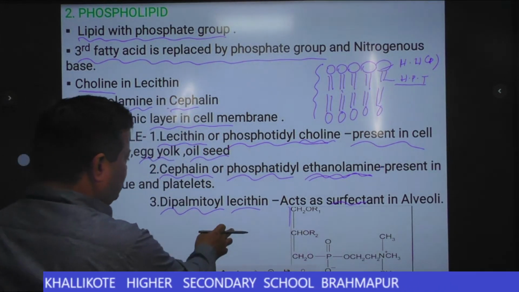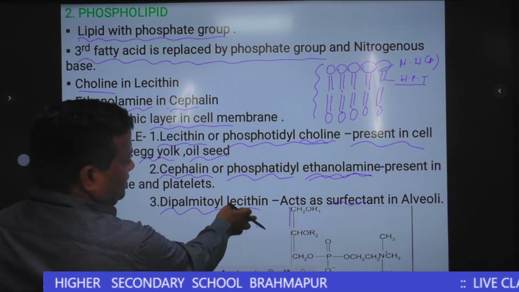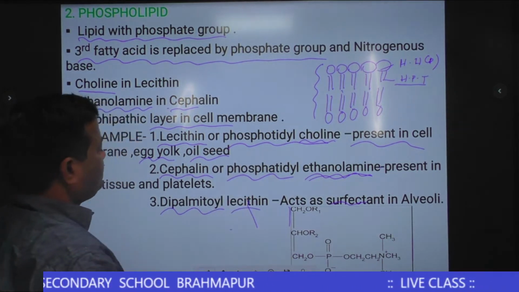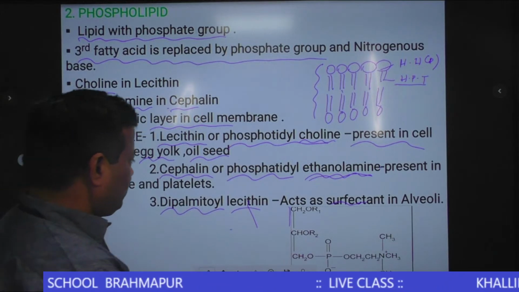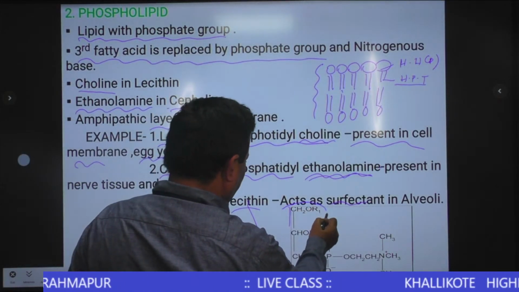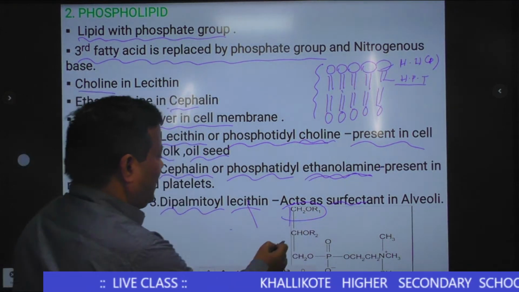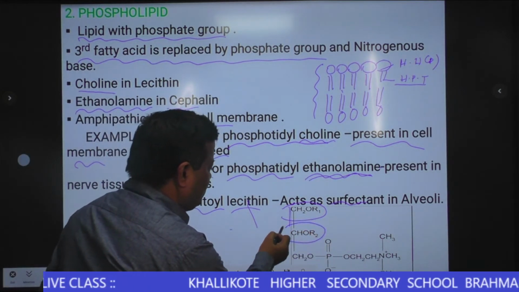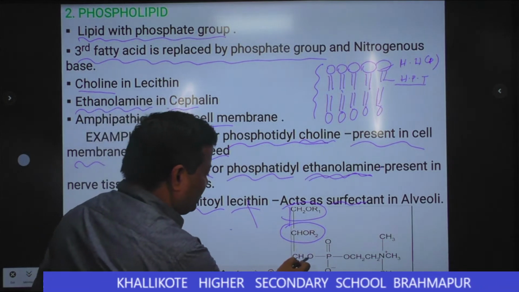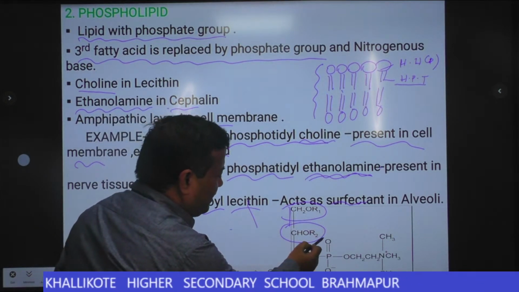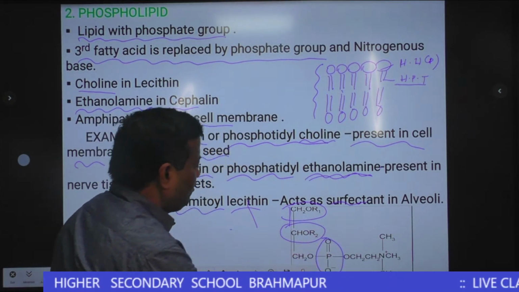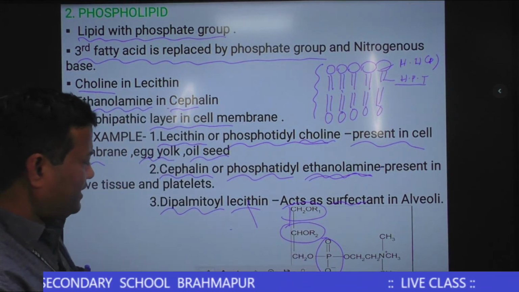So here this is the structure of the lecithin. Here this is CH2OR1. Here one fatty acid combines with OH and the second fatty acid combines with the OH, but the third fatty acid is replaced by phosphoric acid. You know, this is a triglyceride.